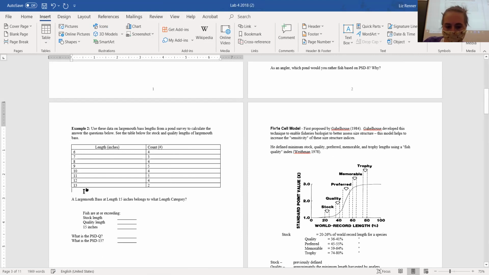Okay, so first question. A largemouth bass at length 15 inches belongs to what length category? Let's forget that. Let's say a largemouth bass at 12 inches. And why would it be quality?